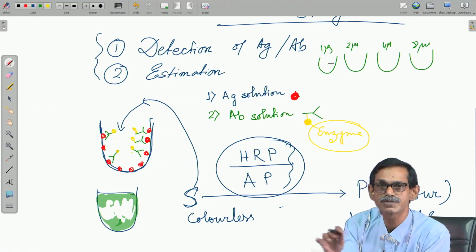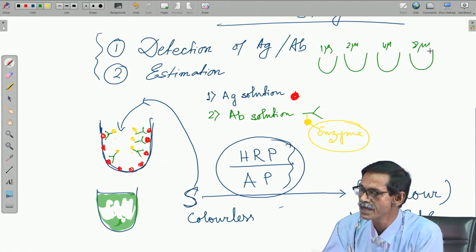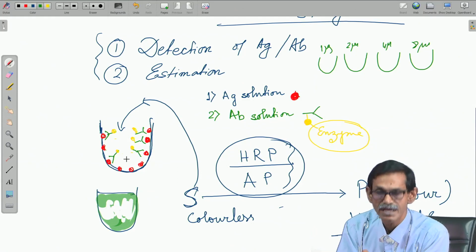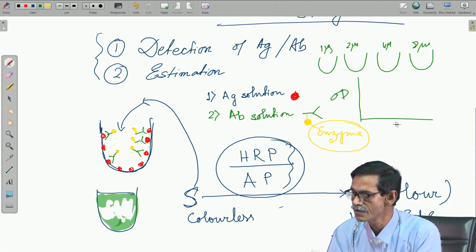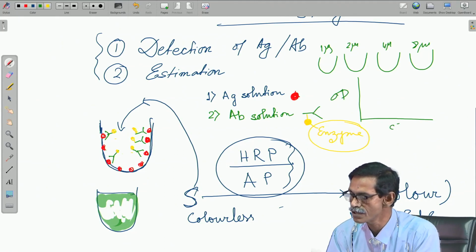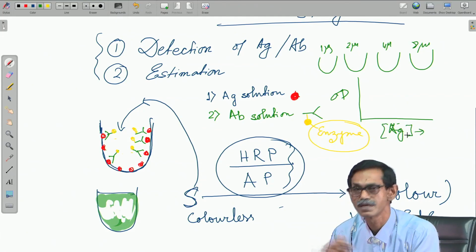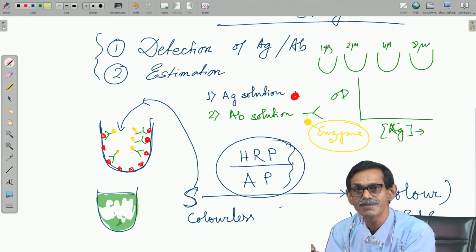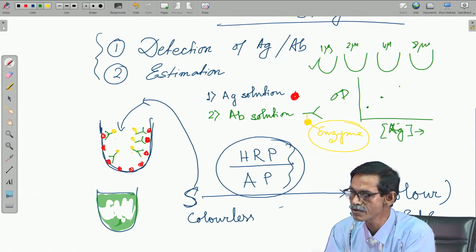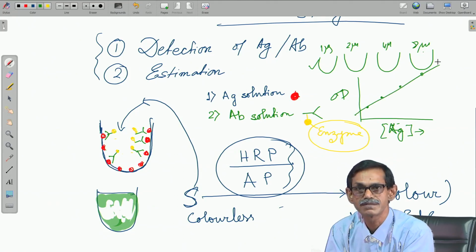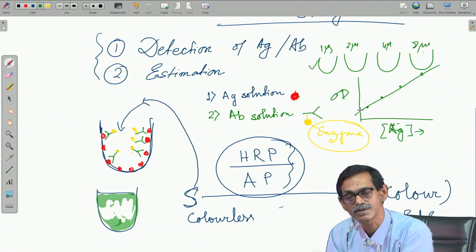Okay, known amount of, suppose I am measuring the antigen. So, if you give known amounts of antigen, what will happen? For every one, make a plot. This is OD versus concentration or amount of antigen. Okay. This is antigen concentration. So, in 1 microgram you will get some OD, plot it. 2 microgram you will get some, 4 microgram you will get some, 8 you will get some. So, what will happen? You will get a straight line. It may go through the origin, it may not go through the origin.